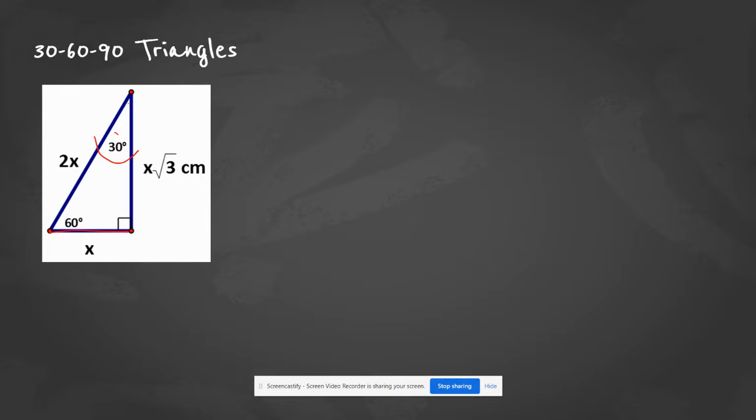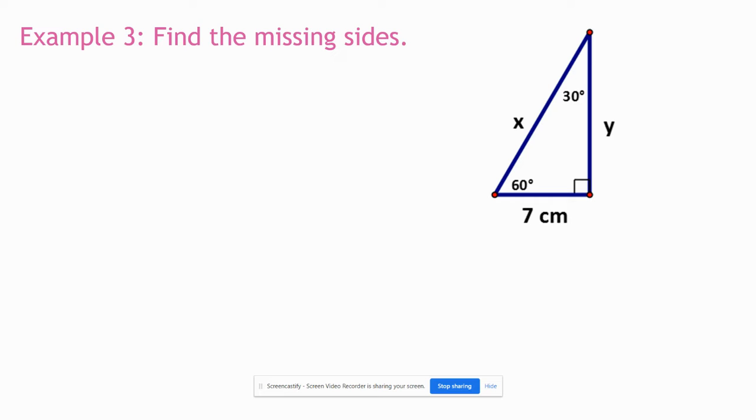So across from 30 is x, across from the hypotenuse is 2x, and across from 60 is x square root of 3. So let's go ahead and try to apply that to some problems. Just for reference, let's go ahead and rewrite that. We have x, 2x, and x square root of 3. This is 30, this is 60, and 90 there.